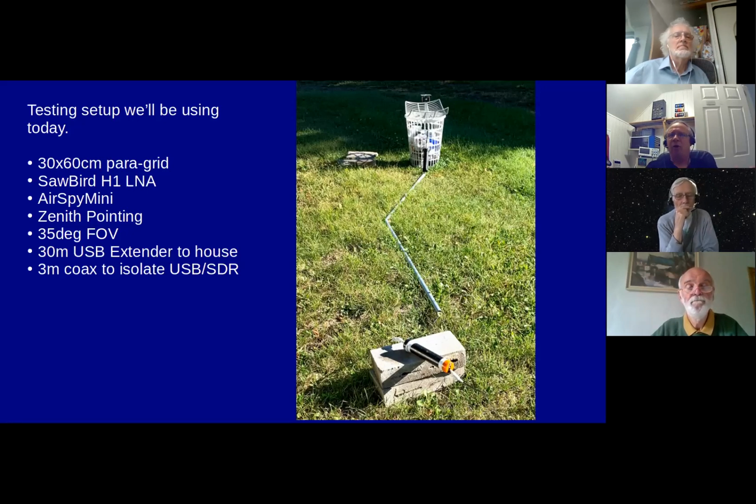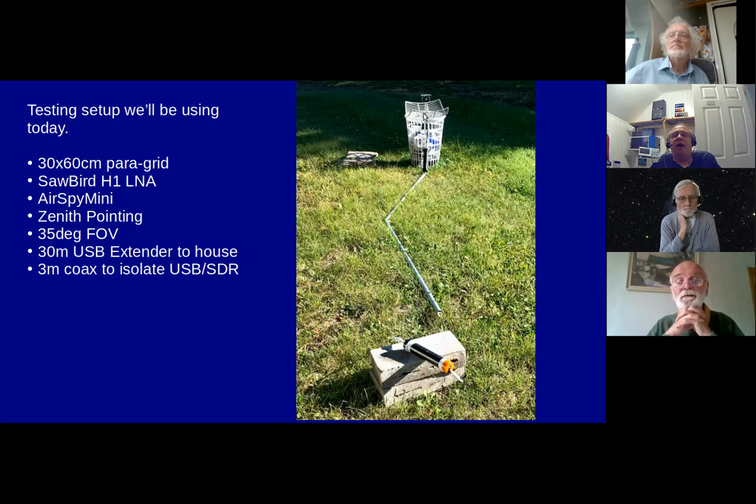It's a paragrid, which is what Sarah is currently packaging as their, I think, telescope in a box project. It's got a Sawbird hydrogen line amplifier, an AirSpy Mini, and so what I've done is the AirSpy Mini is actually out there in my backyard inside this box here. And then there's about 3 meters of coax cable going to the antenna.